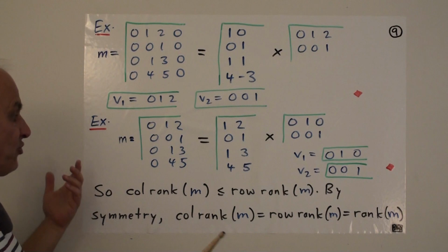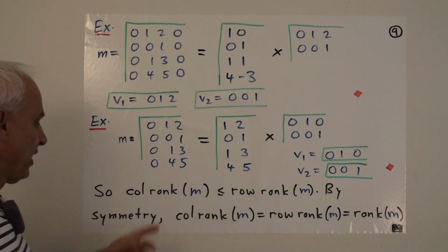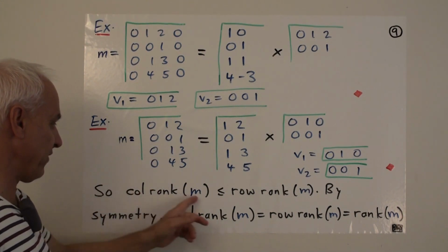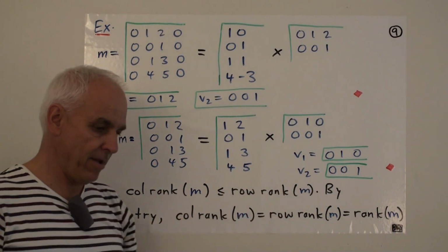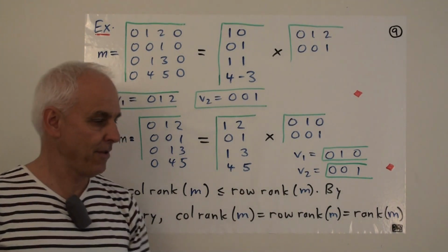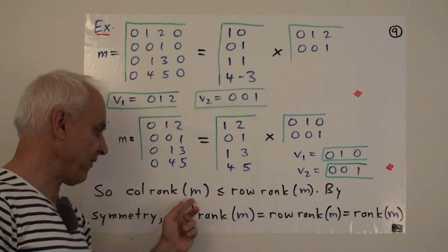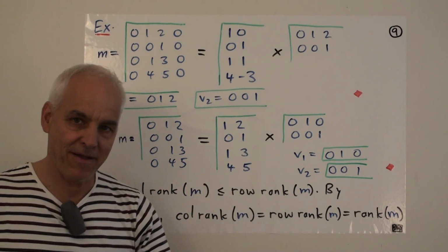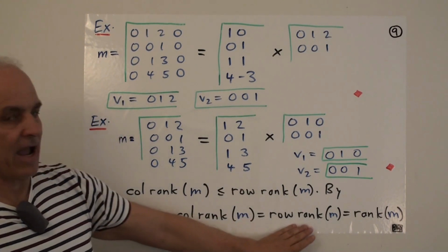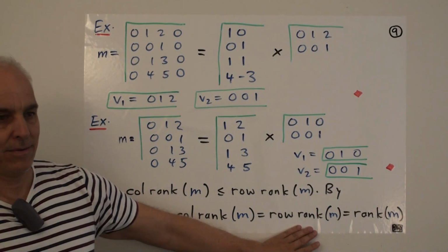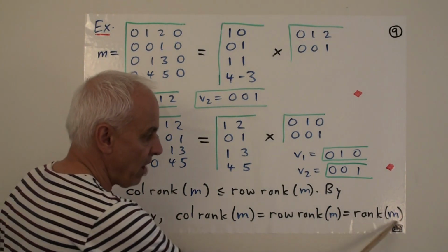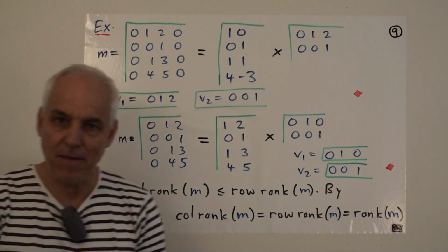Okay, now by symmetry, everything is completely symmetrical. If we've just proven that the column rank of m is always less than or equal to the row rank of m, we just interchange the argument. Then the row rank of m is always less than or equal to the column rank of m, and so these two numbers must actually agree. And we get this common number, which is the rank of m.